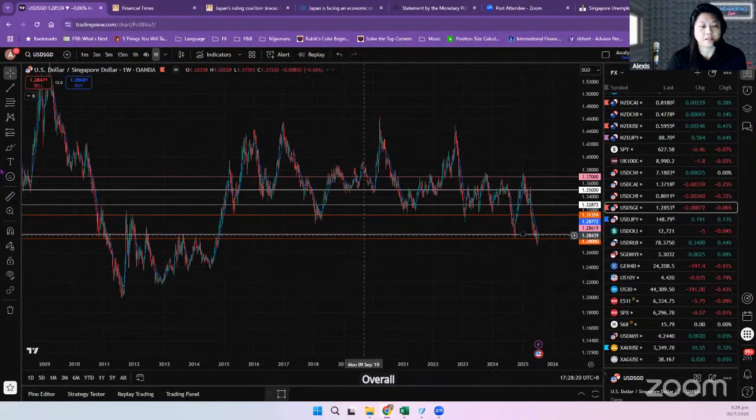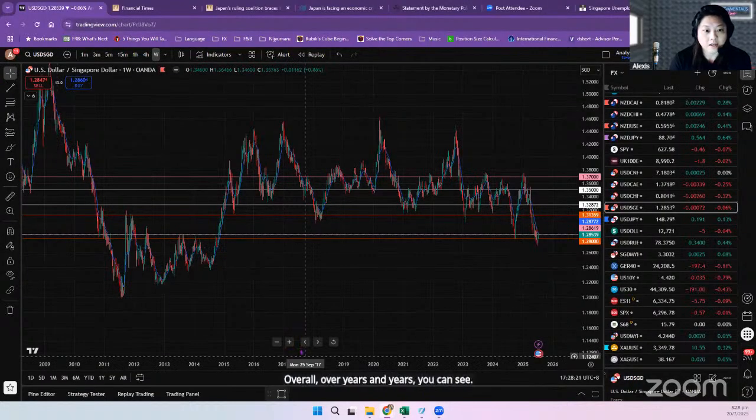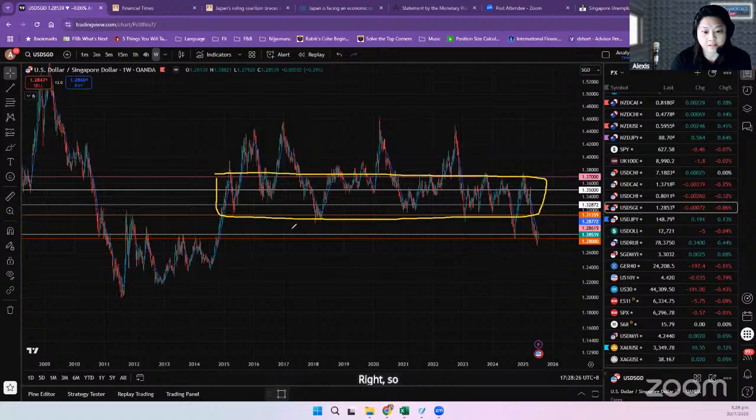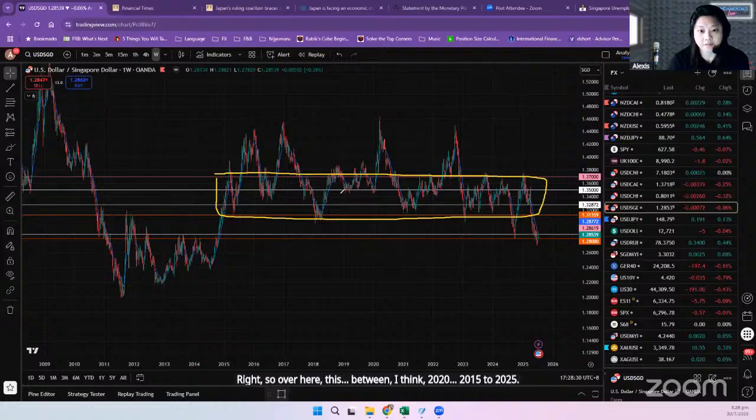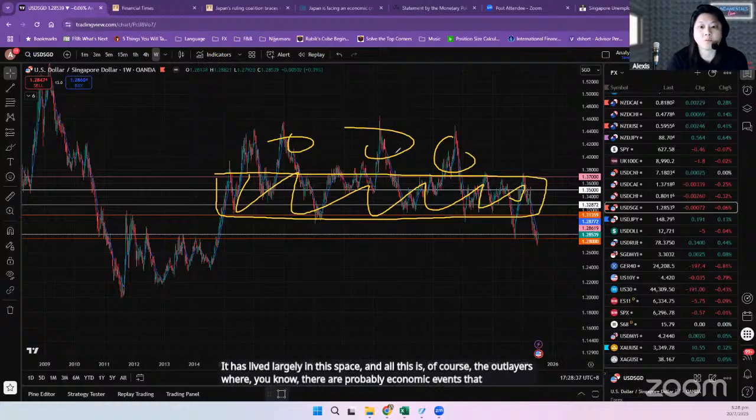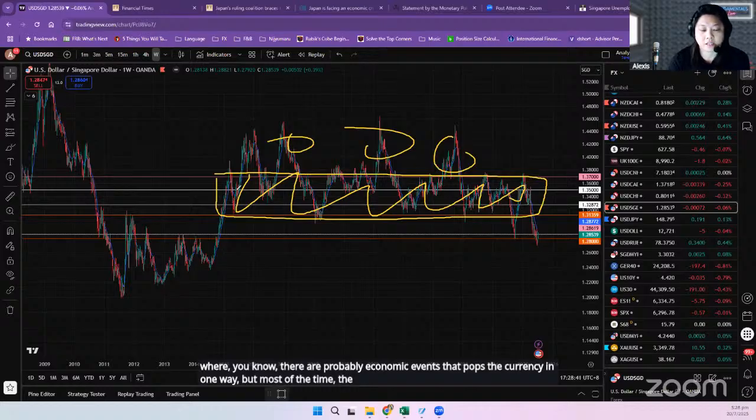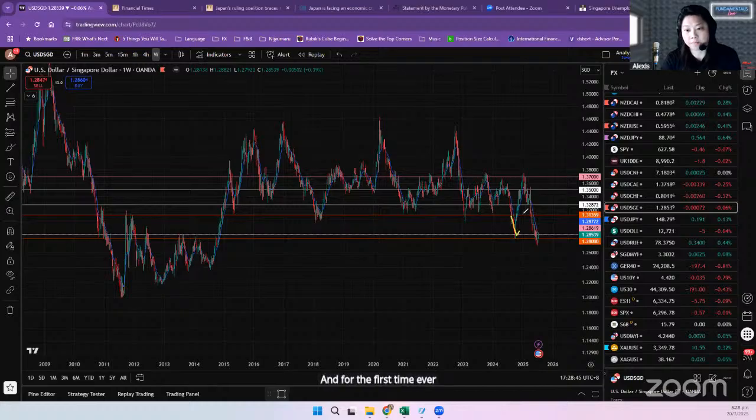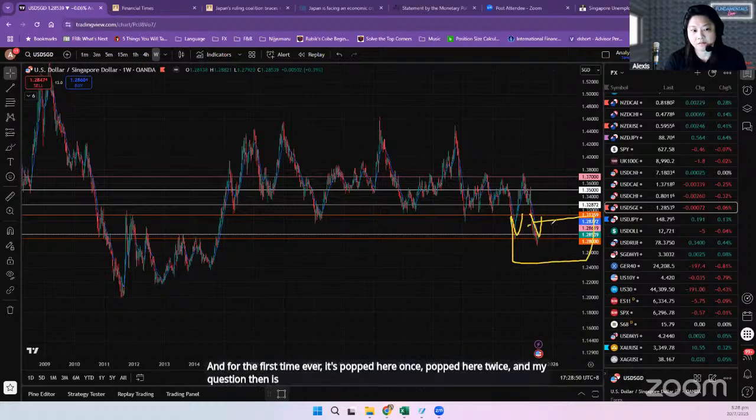Overall, over years and years, you can see the dollar Sing lives in a banded range, right? So over here, between I think 2015 to 2025, it has lived largely in this space. And all this, of course, are the outliers, where there are probably economic events that pop the currency one way. But most of the time, the band that the dollar Sing stays in is somewhere over here. And for the first time ever, it's popped here once, popped here twice. And my question then is what is the next range it's going to live in?